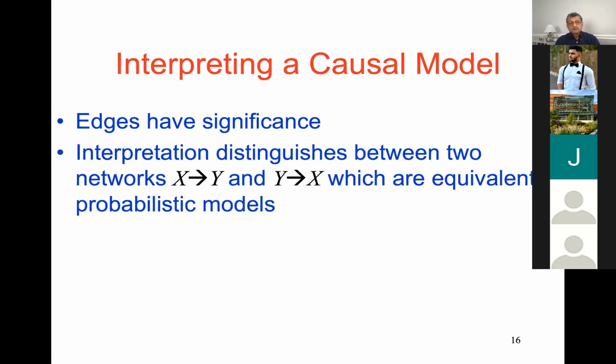So, interpreting a causal model. Edges have a significance, and interpretation distinguishes between two networks, X arrow Y and Y arrow X, which are equivalent probabilistic models. If it is just probabilistic data we're talking about, we can construct the probability of Y given X for each setting of Y and each setting of X. Similarly, we can construct X given Y. And both of them will give you the same probability answer for any setting of X and Y. You ask the question, it doesn't matter which model it was.